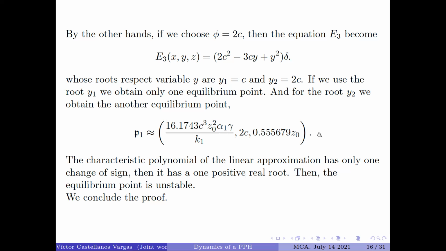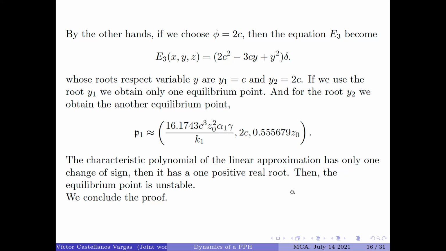The characteristic polynomial of the linear approximation has only one change of sign. Then it has one positive real root. Then the equilibrium point is unstable. Then with this, we conclude the proof. And then we have two equilibrium points in the positive octant.